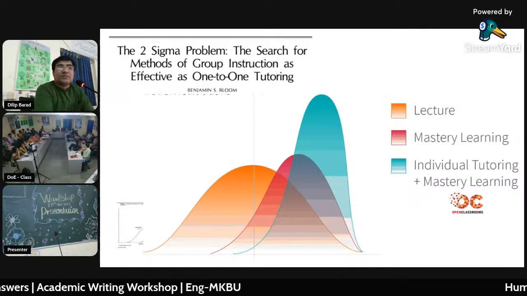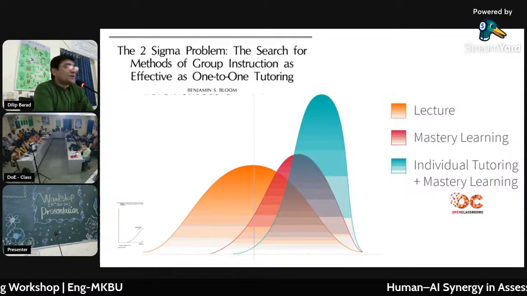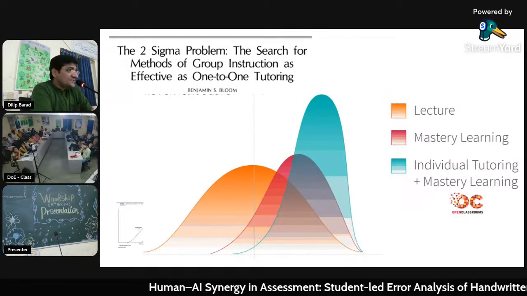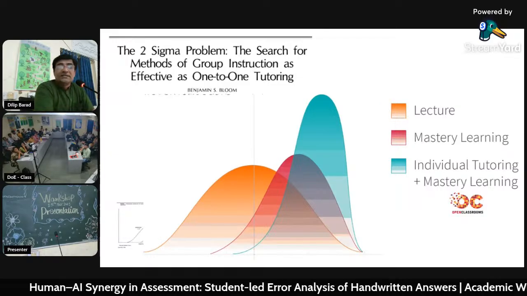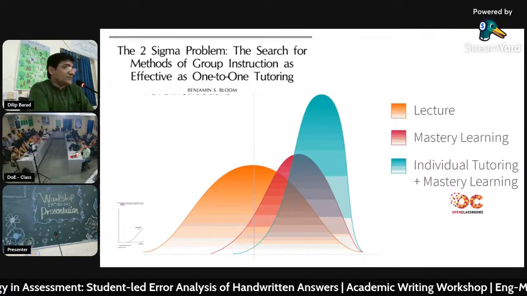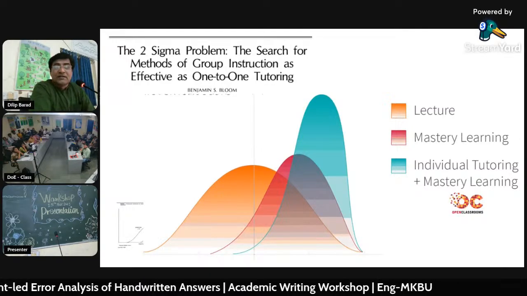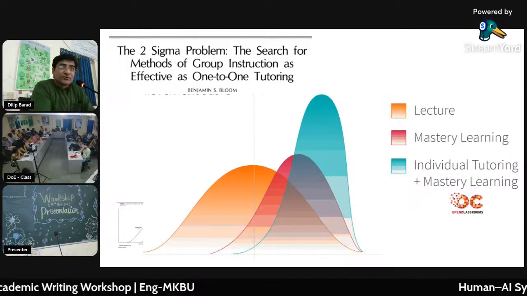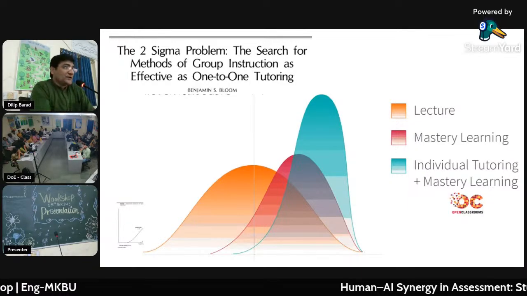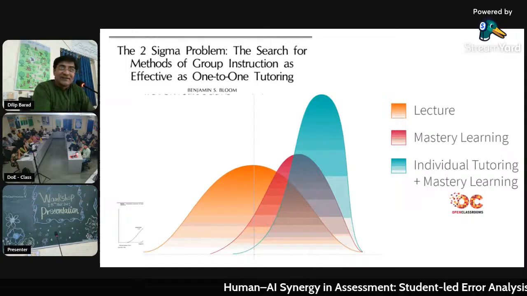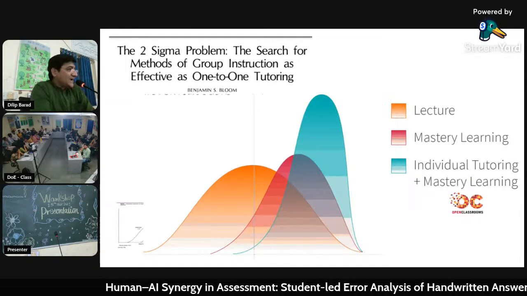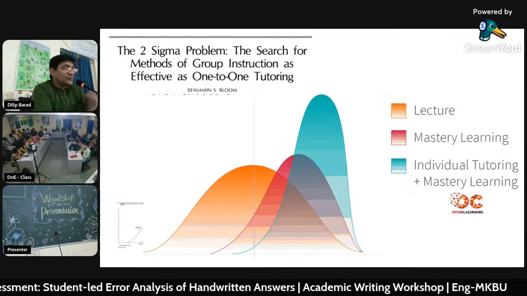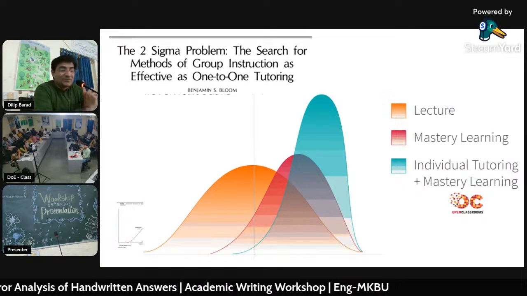So this was the 2 sigma problem by Benjamin Bloom. And he said that if you want to do the best learning in the least time, then individual tutoring is necessary. Without individual tutoring, it is not possible. But individual tutoring is nearly impossible because we cannot have an individual teacher for all the students, and that also we want quality teachers for every student. Even if we can get one teacher per 15 students, it is considered a very good ratio. One teacher per 15 students.